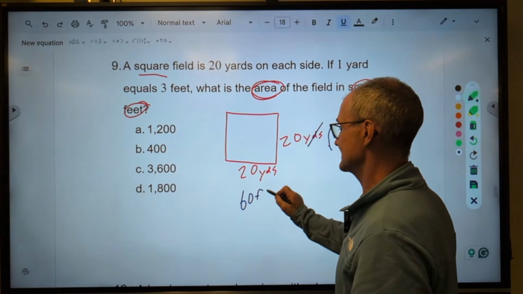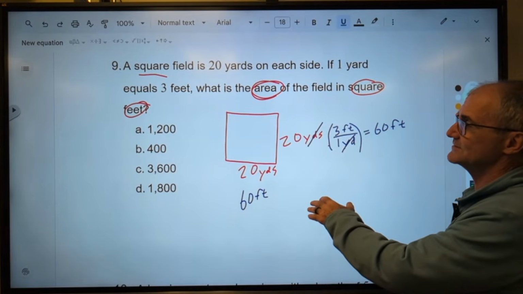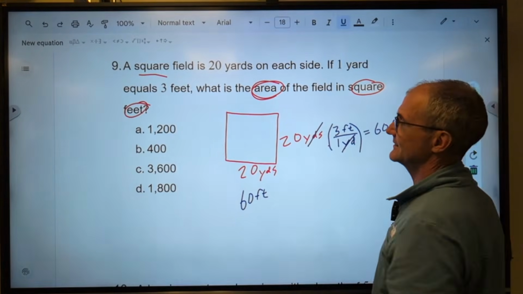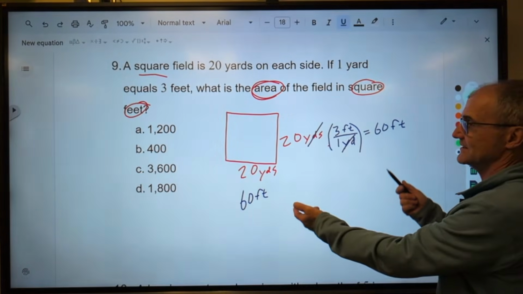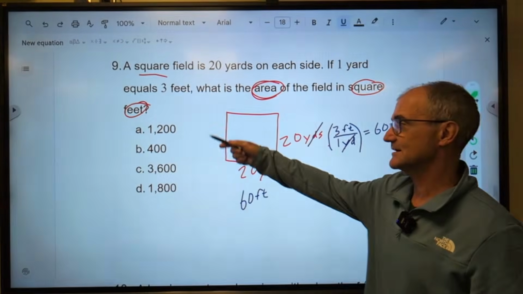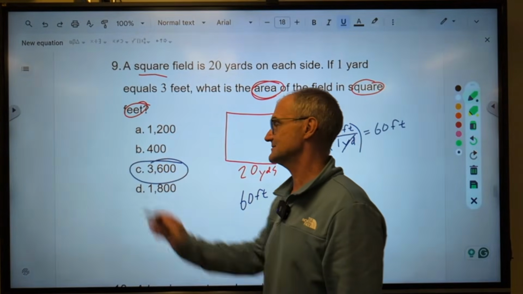So this is 60 feet. So this is kind of two things. One is unit conversion, and then one is area. Well, now that I have that, I have 6 times 6, 36. Anything that looks like a 36 over here is going to have to be the answer. So the correct answer is answer C.